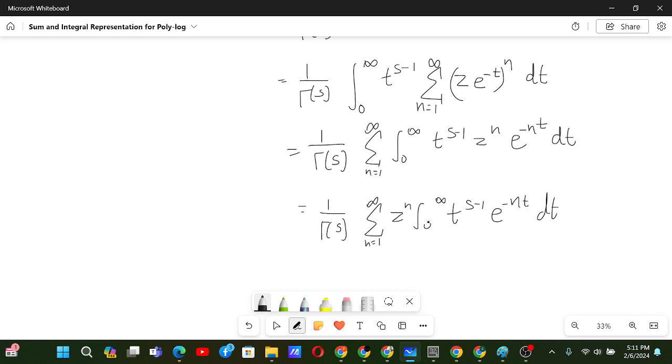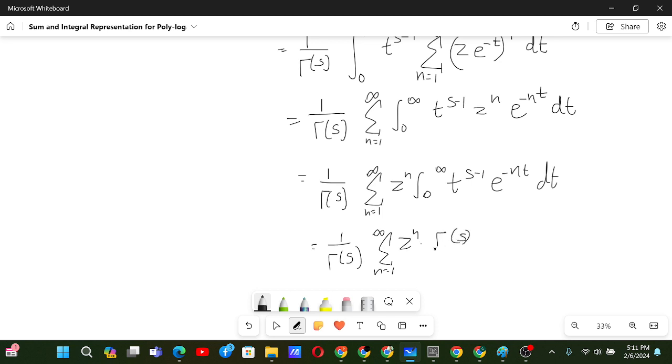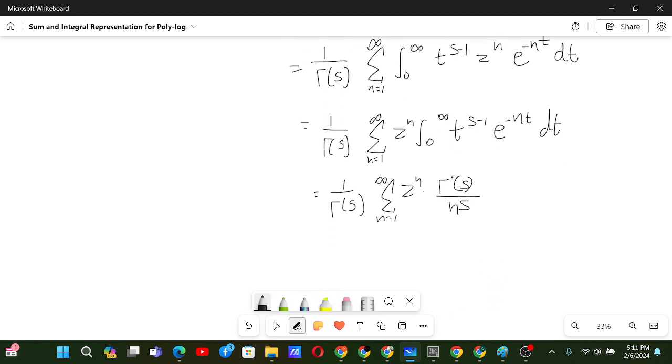Now this is a special case of the general gamma function integral, also related to the Laplace transform. This is a well-known integral, and the answer for this integral is gamma of s by n to the power s. Now you can see that gamma of s can be taken out since it is just a constant, because the sum is in the world of n and this is in the world of s. And we have the sum from n equals 1 to infinity of g to the power n by n to the power s, and there's a nice cancellation, and we get the sum of the polylogarithm function.